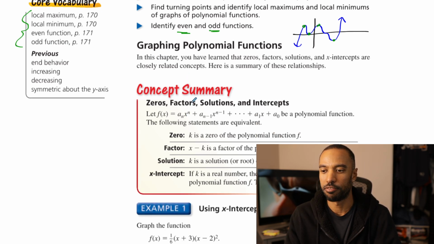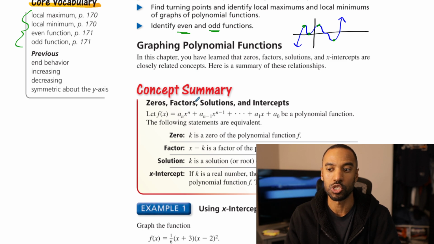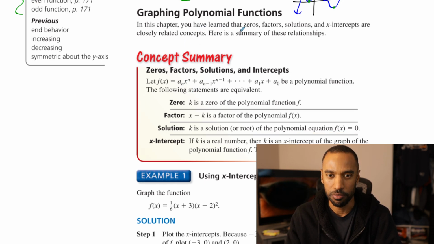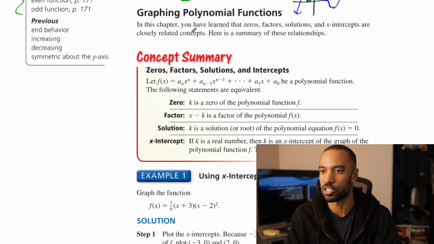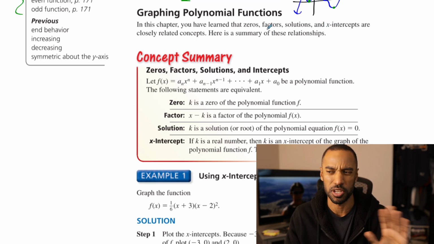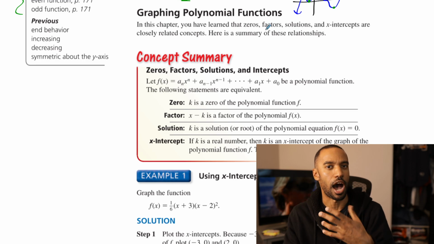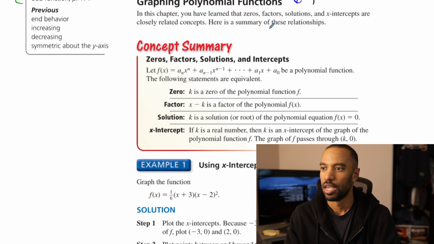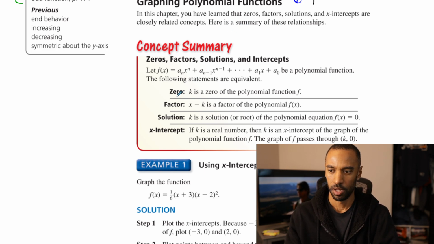All right, graphing polynomial functions. A lot of this stuff might sound like things we've already heard, seen, or done. In this chapter, you have learned that zeros, factor solutions, and x-intercepts are closely related concepts. For me, I almost say that they're synonymous with each other. Factors, slightly opposite. There's another word, root, that is not here. But anyway, here's a summary of these relationships.